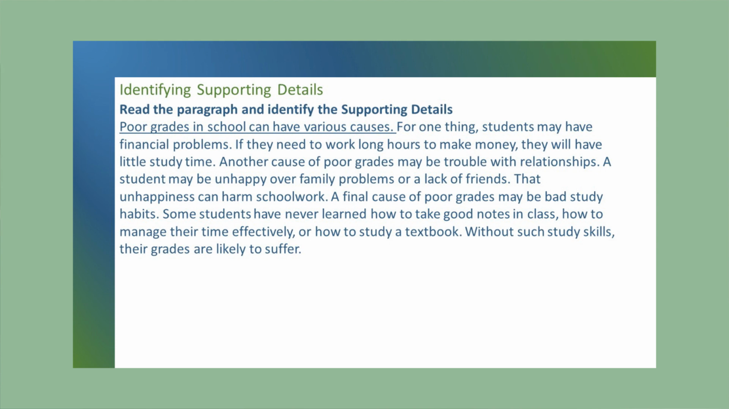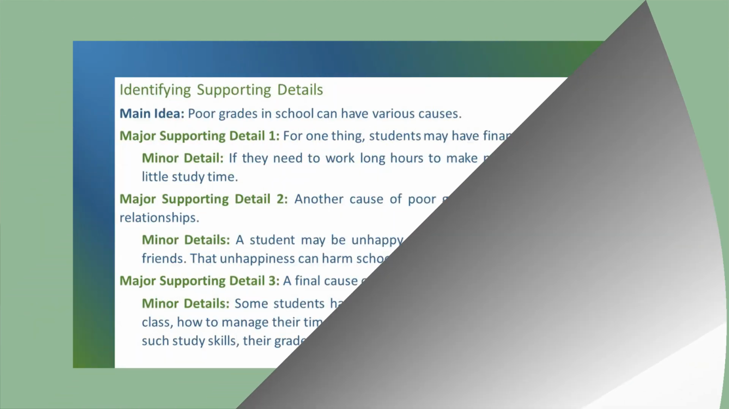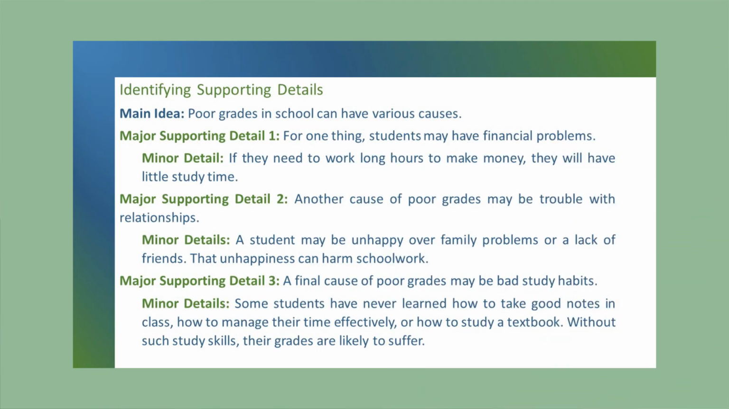So how do I figure out where my major supporting details are? Well, again, I already know what my main idea is. Poor grades in school have various causes. According to our main idea, this paragraph is going to be telling me about various causes. Do you see any various causes for poor grades in the paragraph? Well, yeah. Take a look at that first one right there. For one thing, students may have financial problems. That's our first cause.